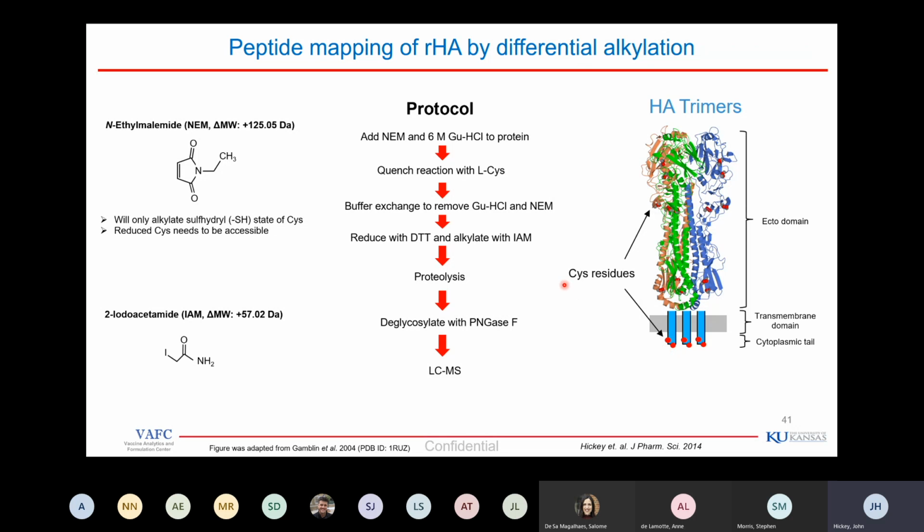So we developed a differential alkylation assay, essentially where we denature the molecule with guanidine and add in an alkylating agent, NEM, so this will only alkylate free cysteines. We go through a buffer exchange, reduce it, and then we add in a second alkylating agent, iodoacetamide, and perform proteolysis and peptide mapping. So if we look at the relative abundance of NEM versus IAM, we can really monitor the redox state of each cysteine over time or under different stress conditions.